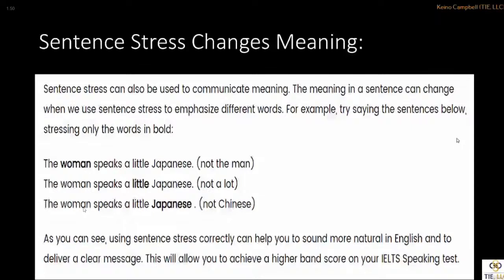Also, sentence stress changes the meaning, right? The woman speaks a little Japanese. The woman speaks a little Japanese. The woman speaks a little Japanese, right? Stressing different words in that one sentence completely changes the meaning.